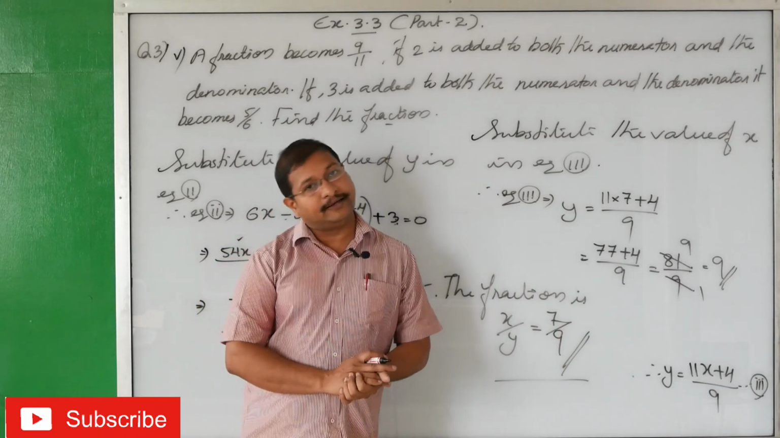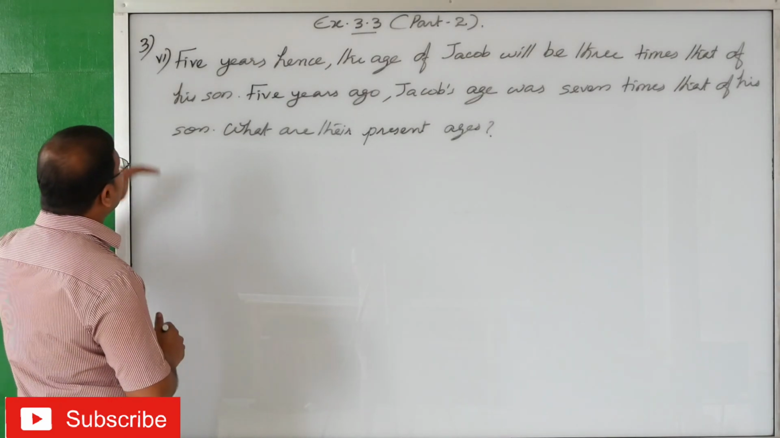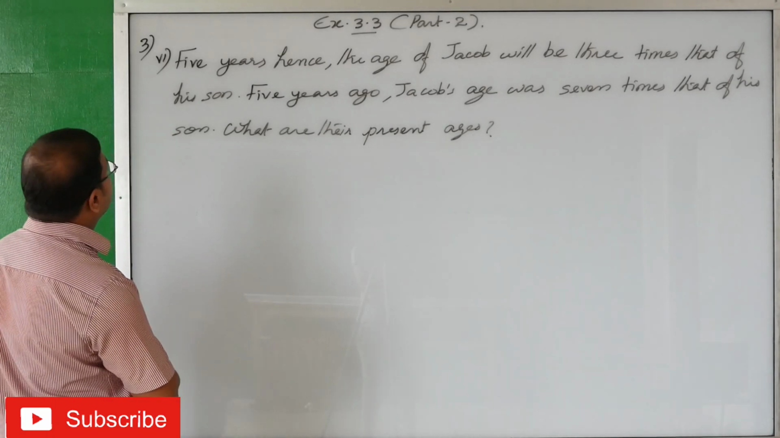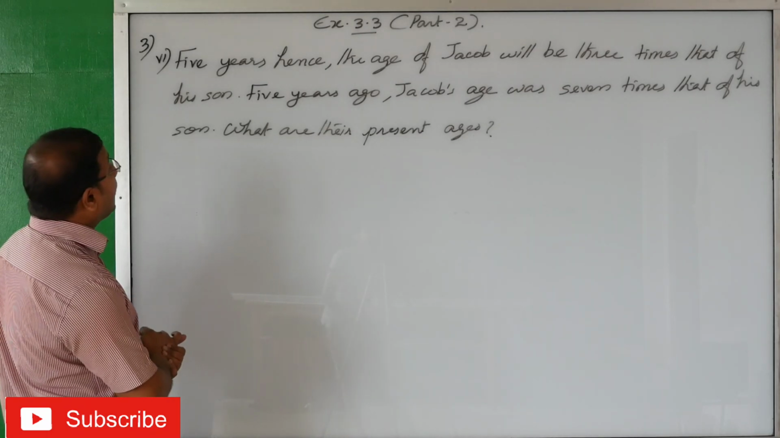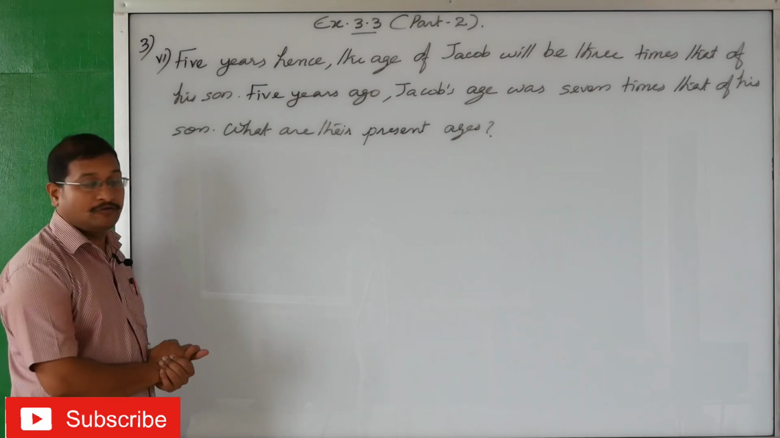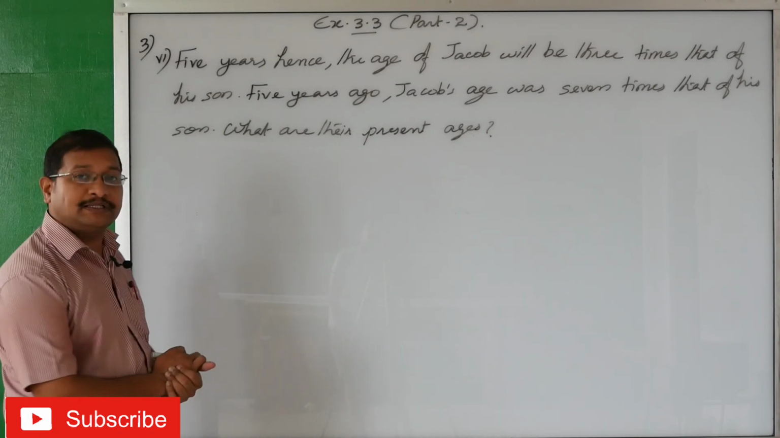Okay, let's go to the next question. I'll read the question once. 5 years hence, the age of Jacob will be 3 times that of his son. 5 years ago, Jacob's age was 7 times that of his son. What are their present ages?